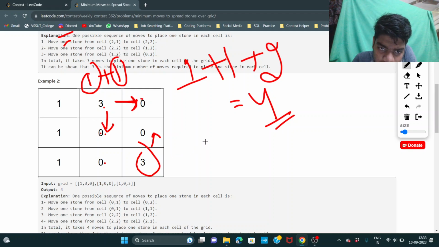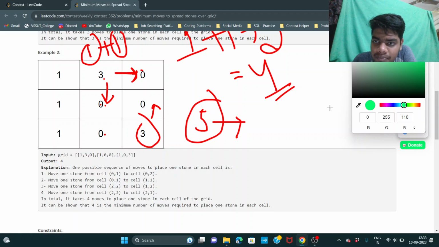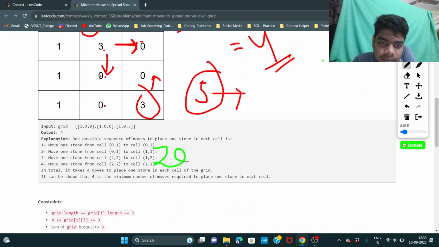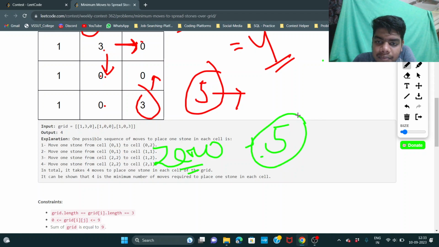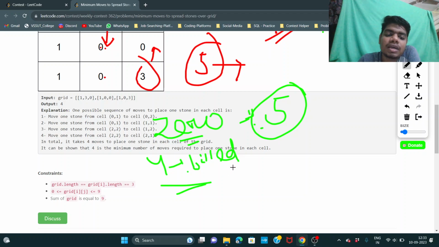See, if we have 5 cells with 0, just focus on the 0, right? Let me change the color of the pencil. Just focus on the 0. Let's suppose I have 5 zeros. Then 4 cells are filled. So for each 0, this is how the 4 cells are filled.